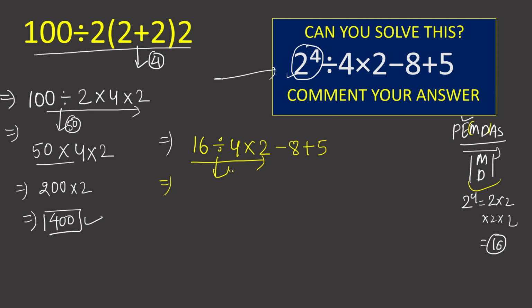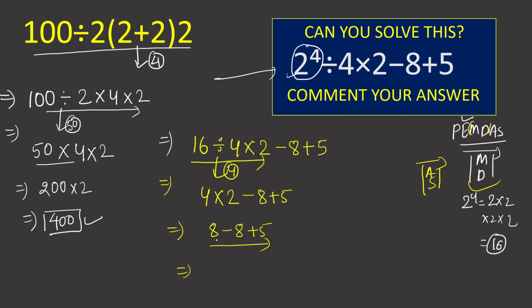16 divided by 4 gives 4 here, so we write 4 times 2 minus 8 plus 5. 4 times 2 gives 8 here. 8 minus 8 plus 5. Now here, addition and subtraction have the same priority, and again we go left to right. 8 minus 8 gives 0, plus 5. So ultimately the final result is 5.